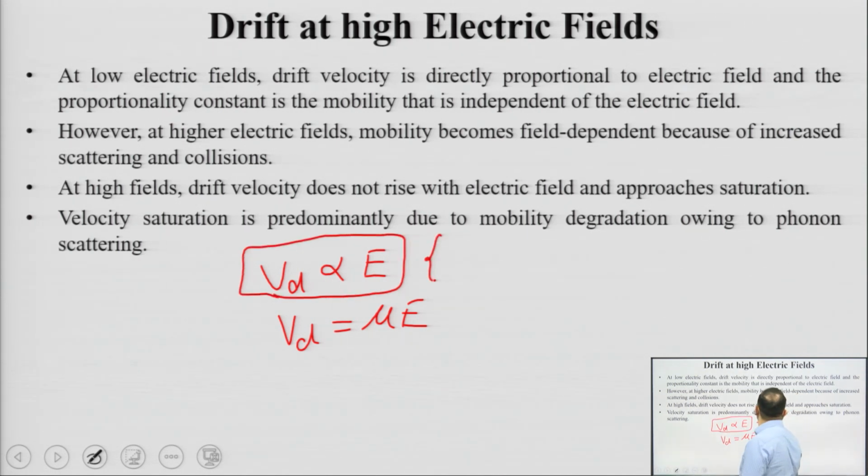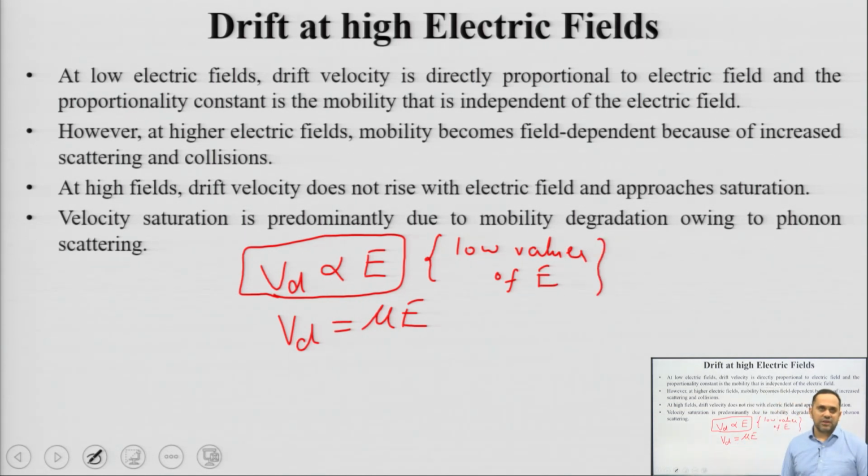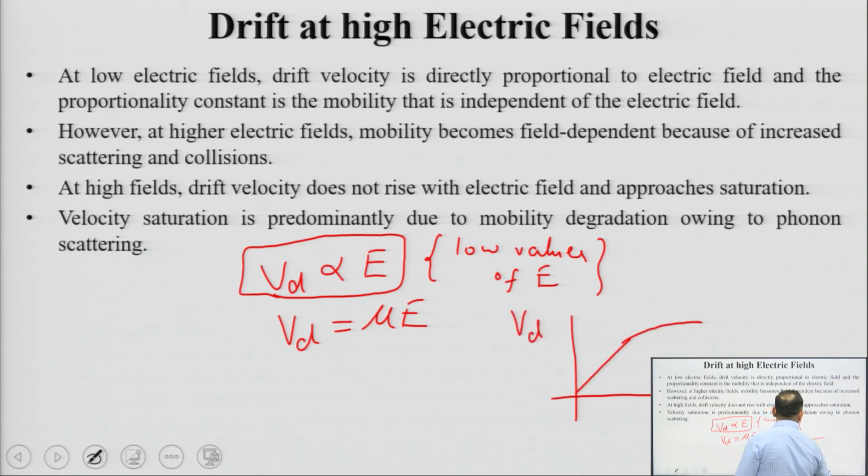This is only valid at low to moderate values of E. When E starts to increase, you start to see more collisions and scattering inside a semiconductor. Okay. In that case, mobility is no longer field independent, it starts to depend upon electric field value. So, at high values of electric field, drift velocity does not rise with electric field and it approaches a sort of saturation. Okay. So, if we try to plot a graph with electric field and drift velocity, initially it will be proportional and then it will try to saturate.